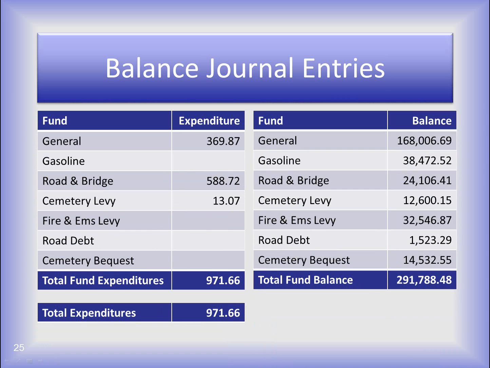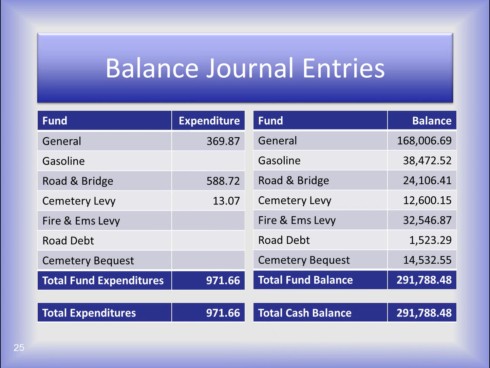And my total ending fund balances on the fund side of the cash journal must be equal to the total cash balance on the cash side. If an entry doesn't balance, that means I've made an error. I would have to find and correct the mistake before moving forward, or I won't reconcile with the bank.